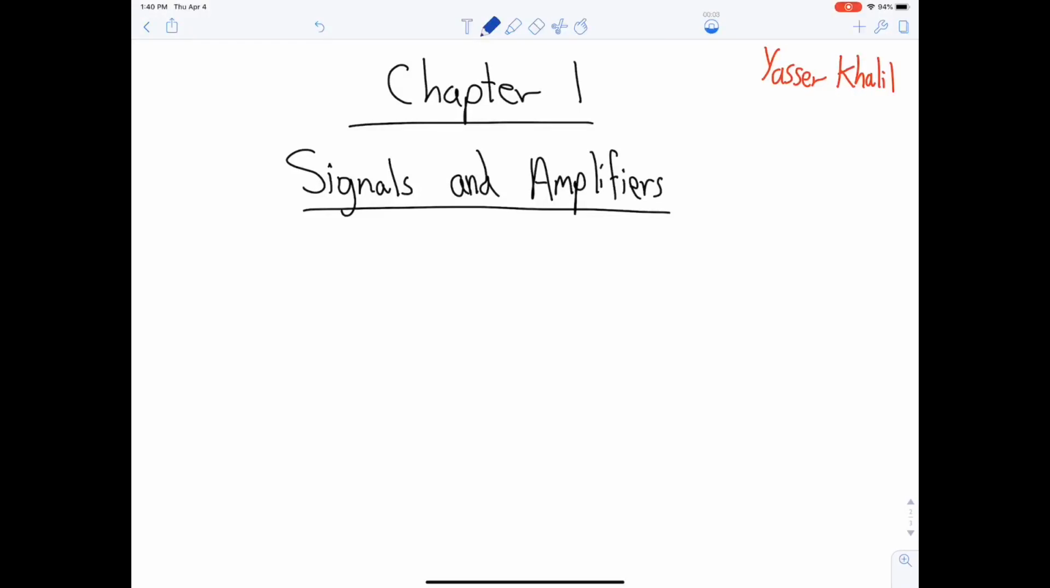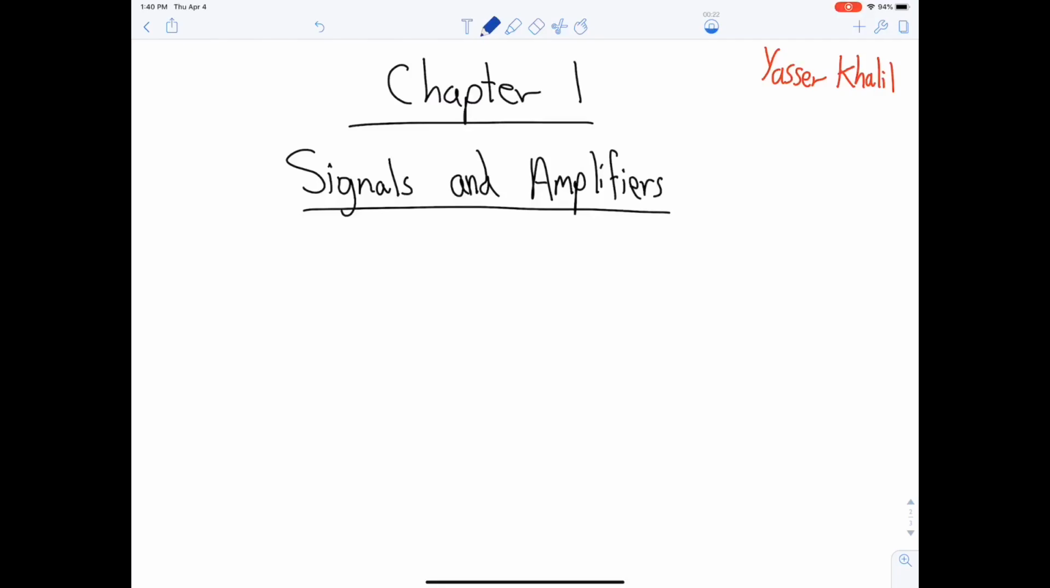Hello everyone. Let's start chapter 1, which is about signals and amplifiers. Let's begin this chapter by explaining what is a signal. A signal contains information about a variety of things in our physical world.